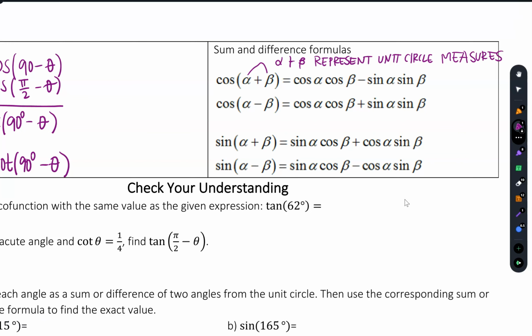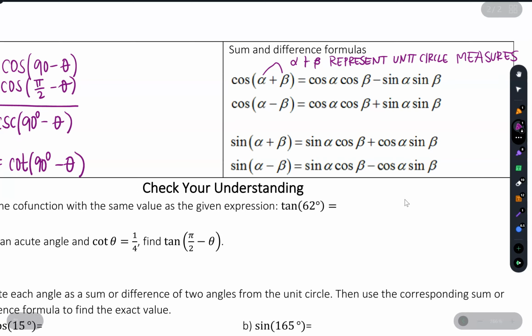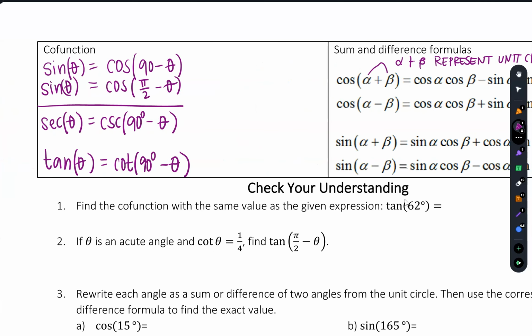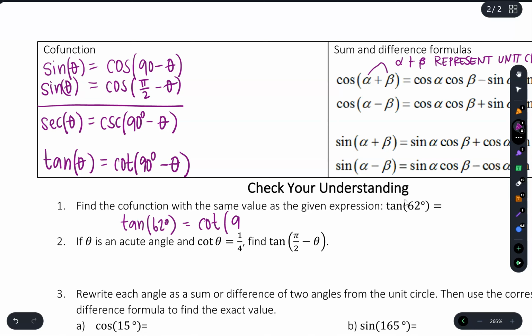So take a second and try to answer a few of these for me. Pause the video and try to answer these. Okay, so find the cofunction with the same value as the given expression, tangent of 62 degrees. So tangent of 62 degrees is going to be the same thing as cotangent of 90 degrees minus 62 degrees. So it's going to be the same thing as cotangent of what, 28 degrees?